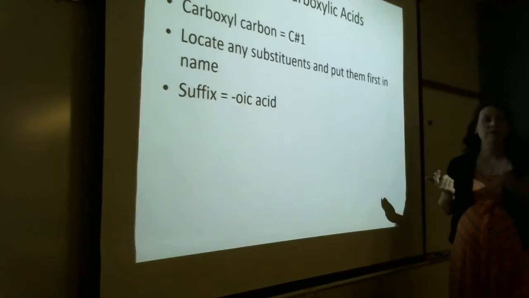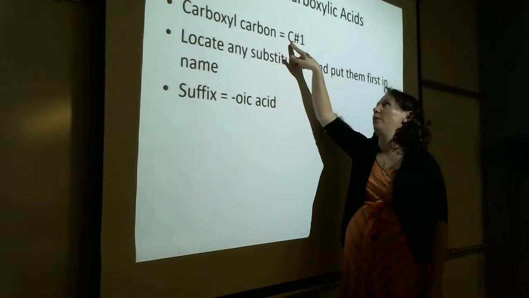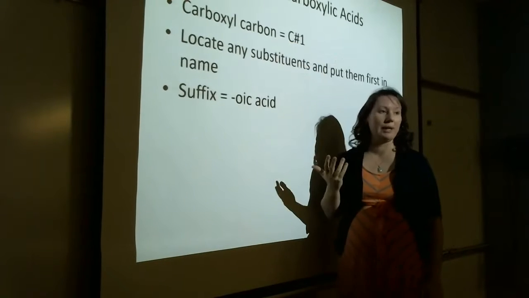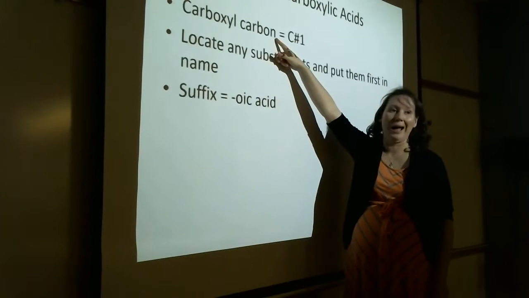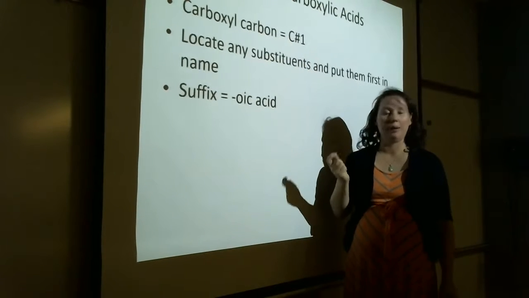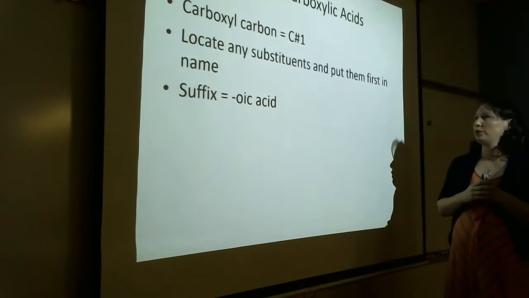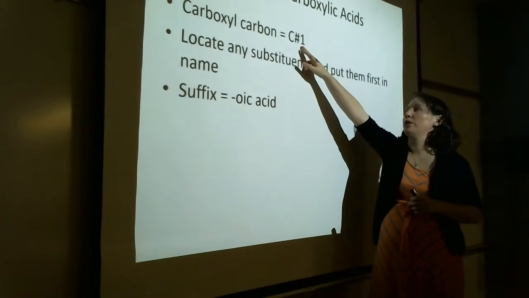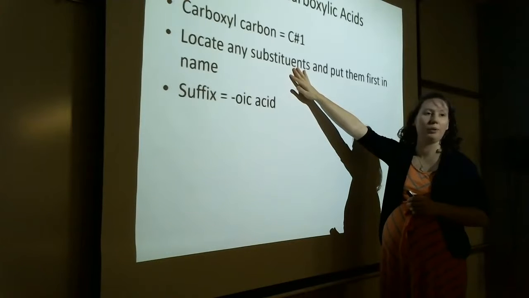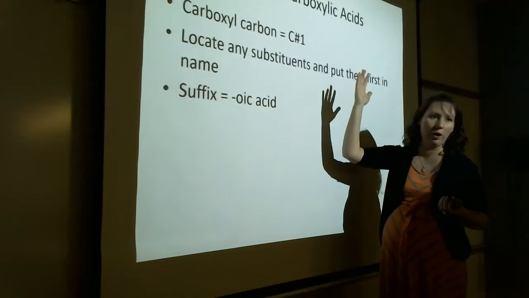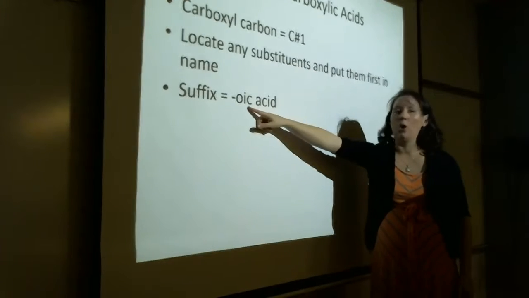So how do we name a carboxylic acid? It's pretty easy. By definition, the carboxyl carbon is number 1. Just like when we named aldehydes, the aldehyde carbon was number 1 by default. Why? Because the aldehyde's on the end. We're only naming molecules with one functional group, so we don't need to worry about multiple functional groups going on. So by default, the carboxyl carbon's number 1. Then if we have any substituents, we would locate them with numbers, so 2-chloro or 4-methyl or whatever, and then your suffix is oic acid.